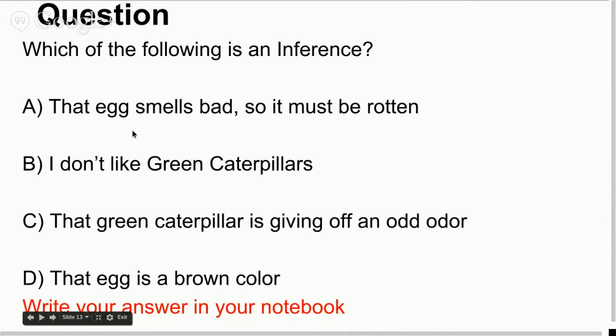All right, the correct answer is A. B is an opinion, not an observation or inference. C and D are both observations, so the correct answer is A, because you know eggs can go rotten. You have some past experience with rotten eggs.